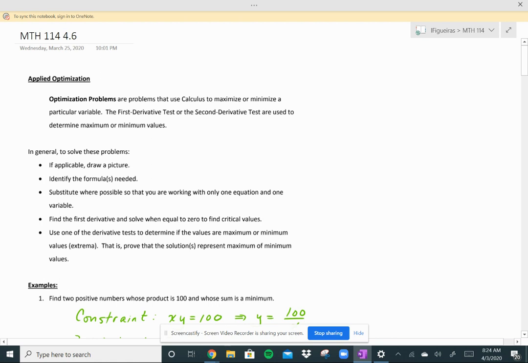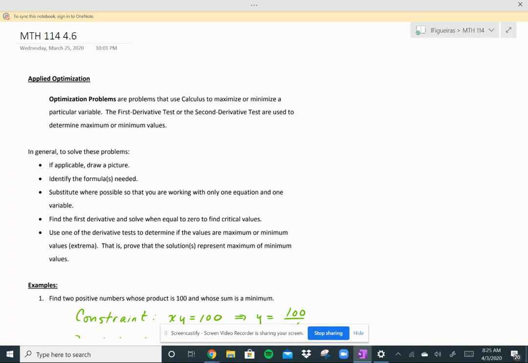Hi, this lesson is about optimization word problems. Optimization means that we want to maximize or minimize a particular variable. Most of the problems that we'll be talking about are regarding geometric shapes, so we'll be maximizing or minimizing either dimensions or area or volume. And we use the first or the second derivative tests in order to determine if the values that we have solved for are maximums or minimums.